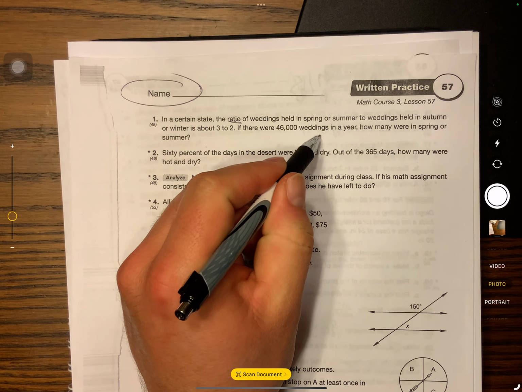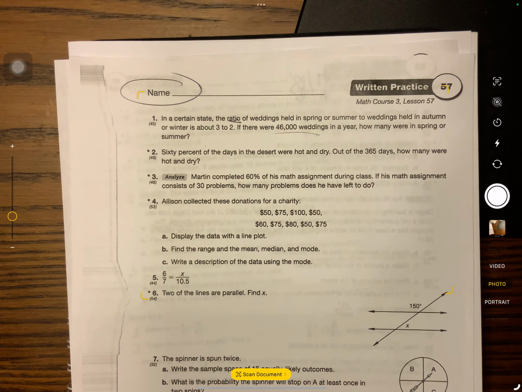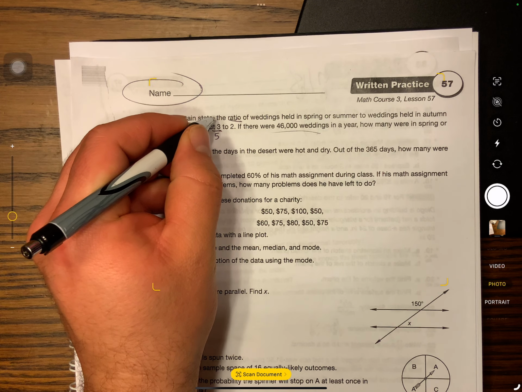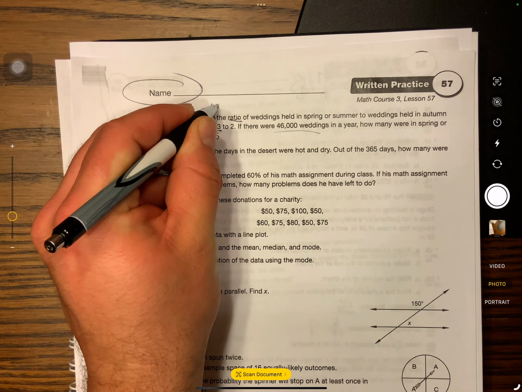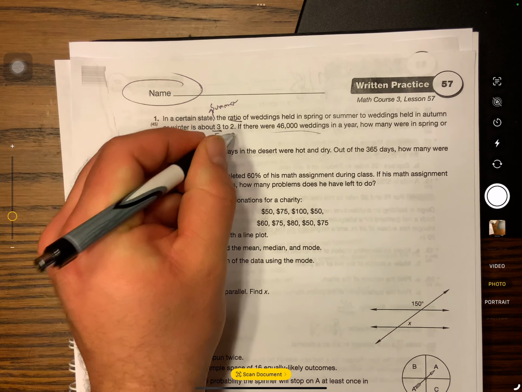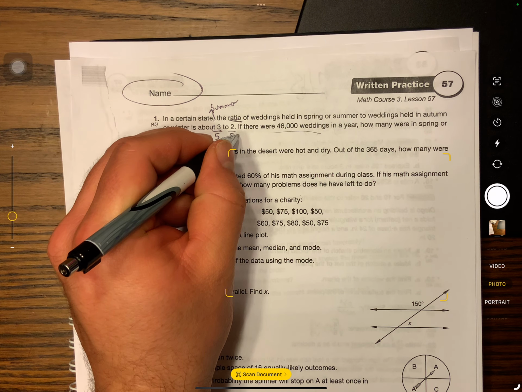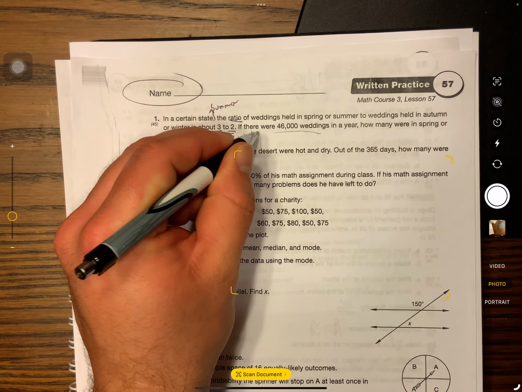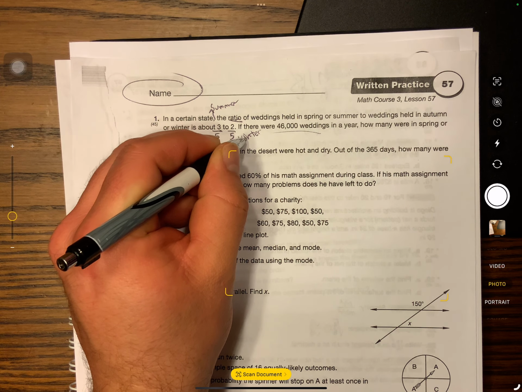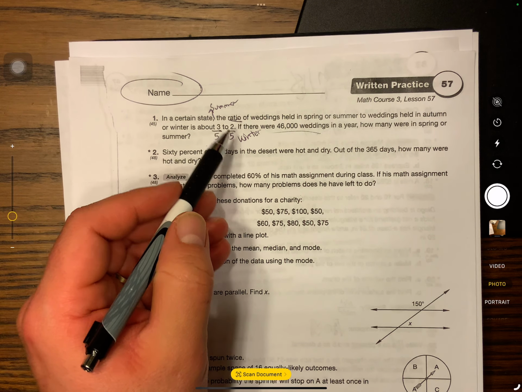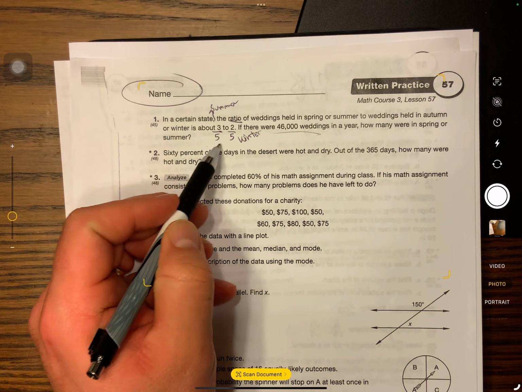Total weddings, 46,000, right? And 3/5 of them are summer. And 2/5 of them are like winter. Makes sense. People like better weather, so there's going to be a little bit more in the spring and the summer. Now, question. How did you know that this first one was summer?